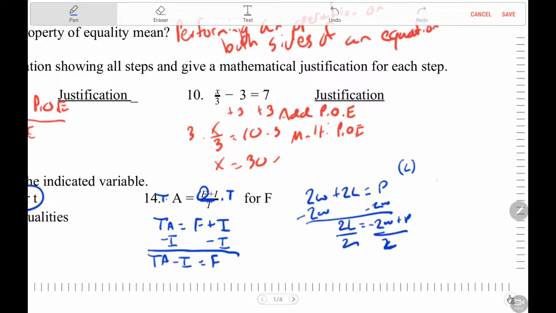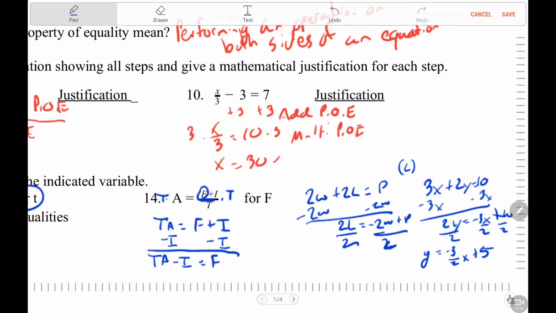That looks like a lot of what we've been doing with, say, like 3x plus 2y equals 10. And we're solving for y. Subtract the 3x. So you're left with 2y equals minus 3x plus 10. And divide by 2. So y equals negative 3 over 2 x plus 5. So those are just some extra ones you might want to take a look at.